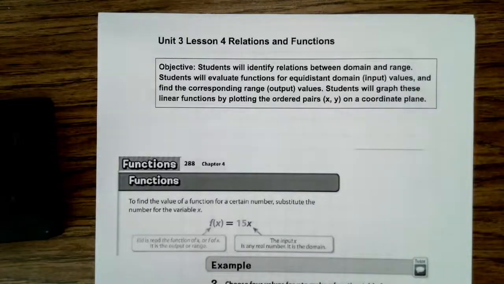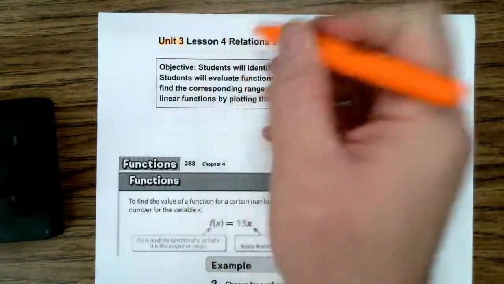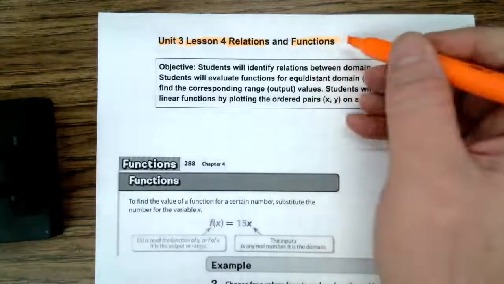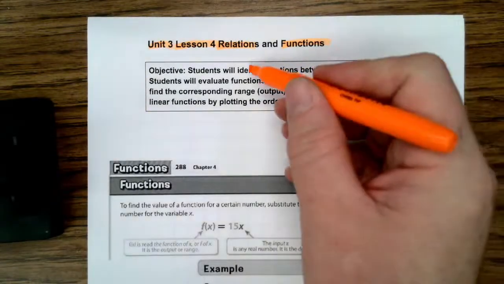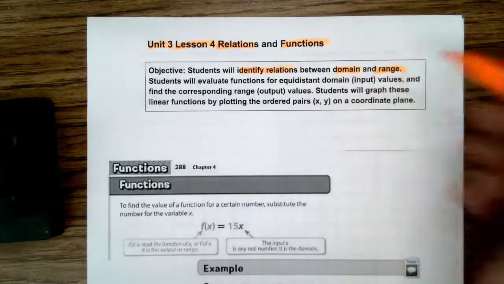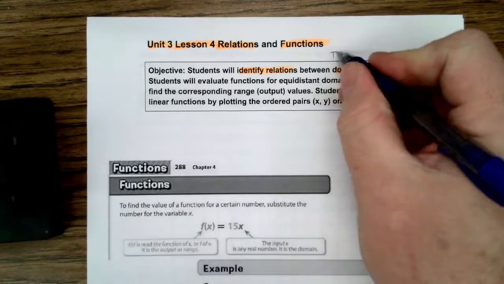Okay, so we are going to wrap up Unit 3 with the last 3 lessons here. We're going to begin with Unit 3, Lesson 4, something called Relations and Functions. So we're going to get used to what we call function notation, and we're going to also identify relations between what we call the domain and the range. So the domain is what we call the input.